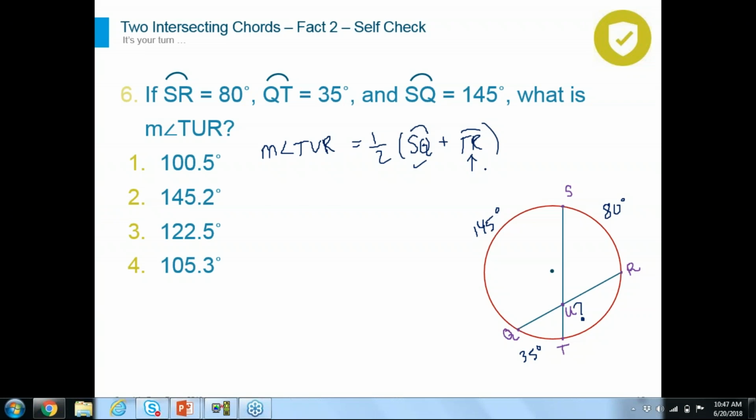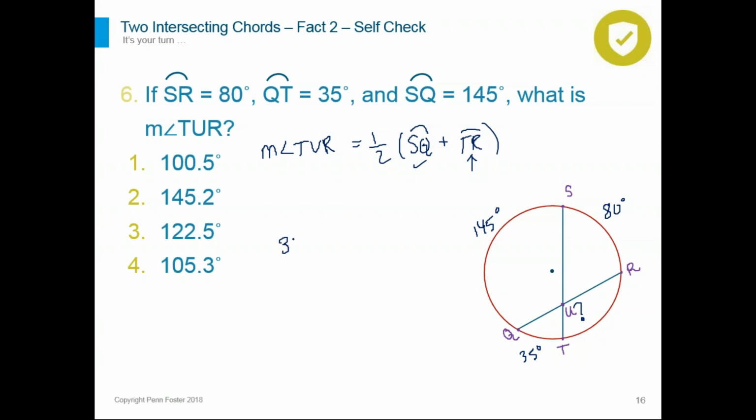So again, this is the formula, and we use it because we know the two intersecting chords, but we are missing the measure of arc TR. We know that the full circle is 360 degrees, minus the other arcs that we know. TR will make up the one full circle. So 360 minus the sum of the arc measures that we know, 80 plus 35 plus 145. We're going to add the three values first and then subtract that from 360. So 80 plus 35 plus 145, and then subtract that from 360.